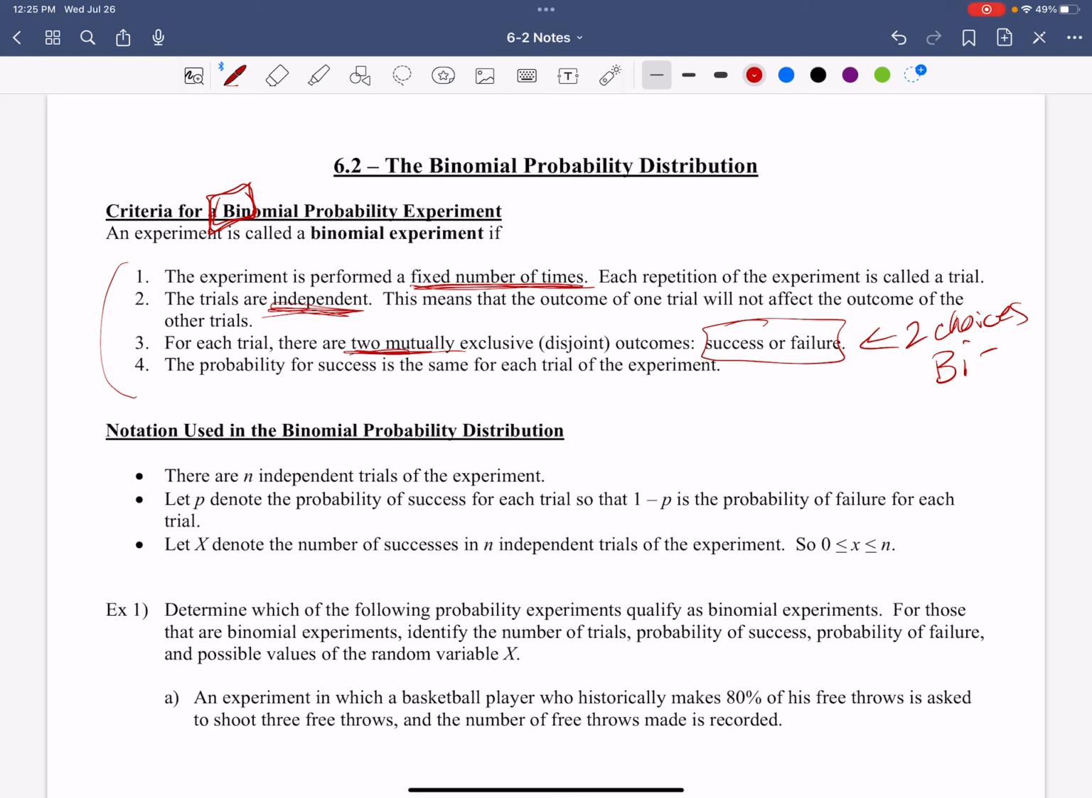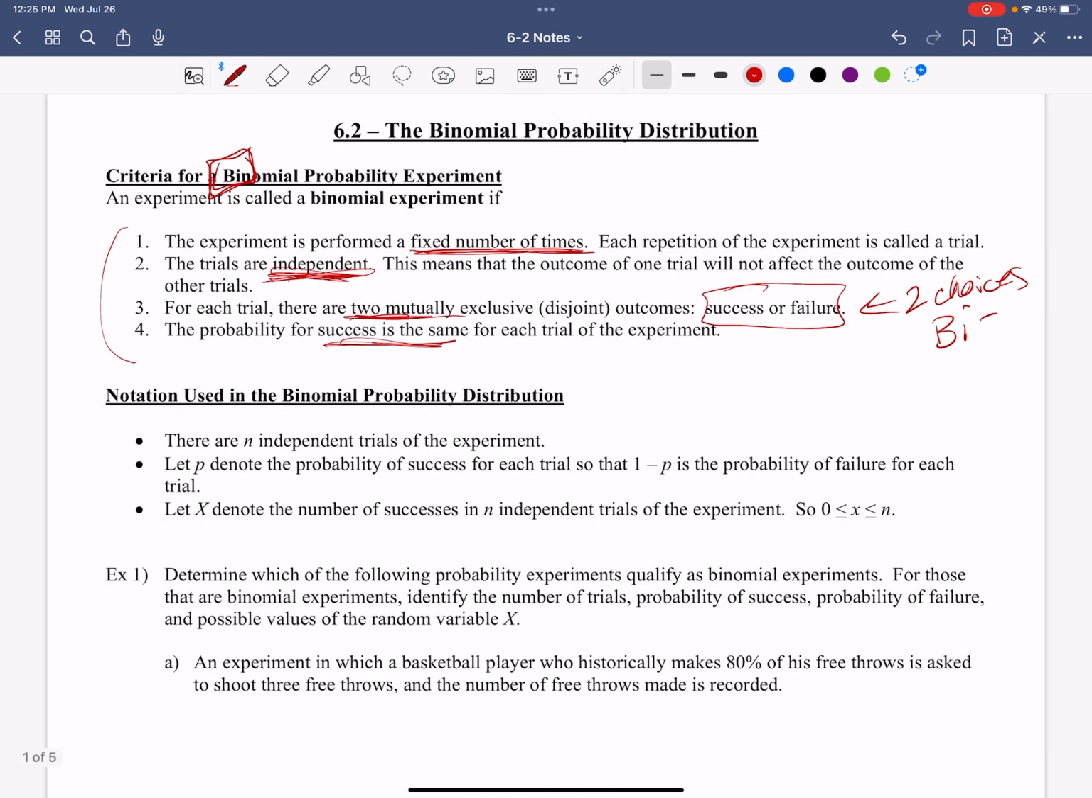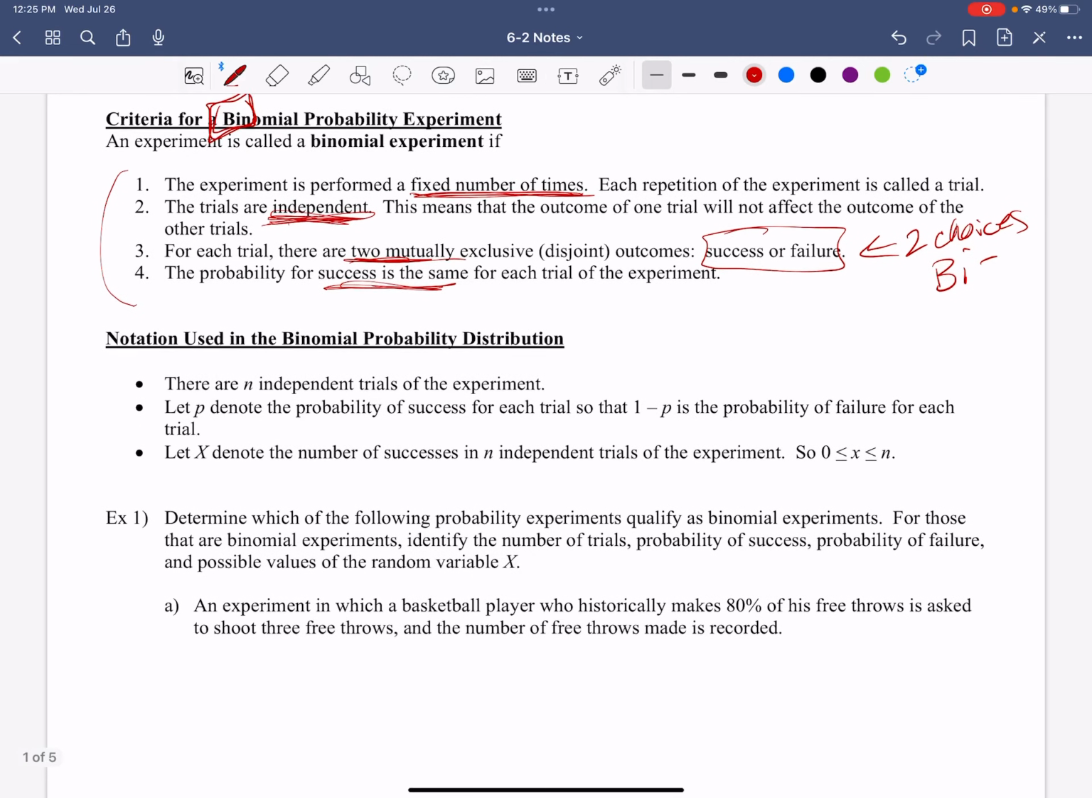Then criteria 4 says the probability of success is the same for each trial. So they're all independent, and you can be successful every single time. So the option for success is there. All right? Okay, now let's look at some notation, because you know it's stats and it's math, and so we have notation, and that's part of it.